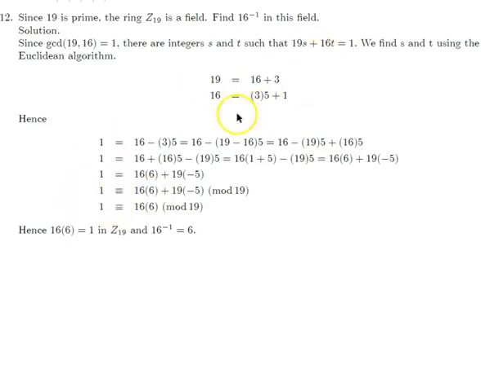We found s and t. From this, we can take congruence mod 19, because we are in Z19. 19 is 0. It disappears here. This shows that in this field, 16 times 6 is equal to 1, and thus the multiplicative inverse of 16 is 6. With this we have this equality.